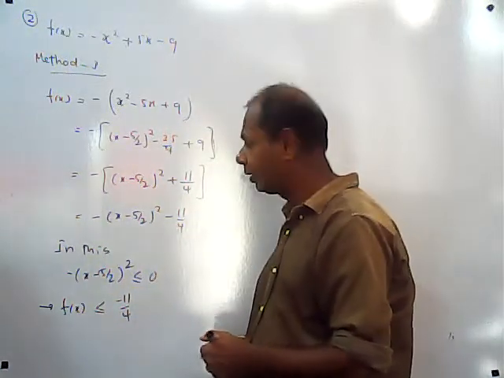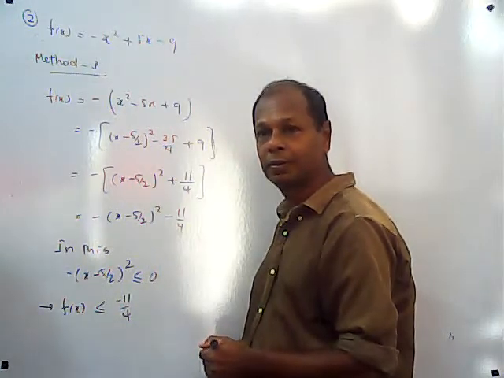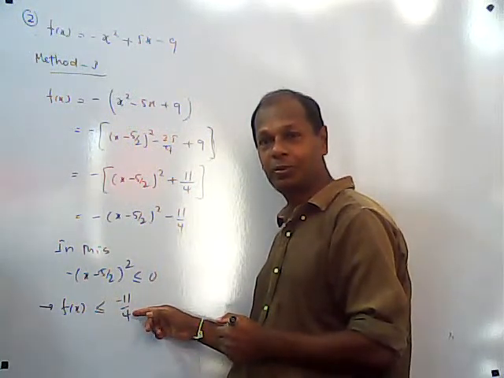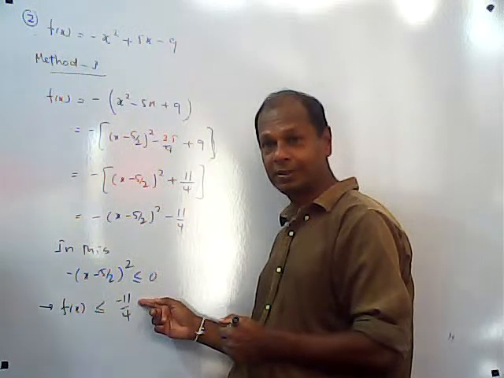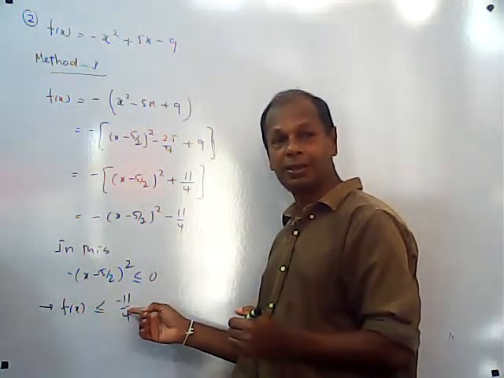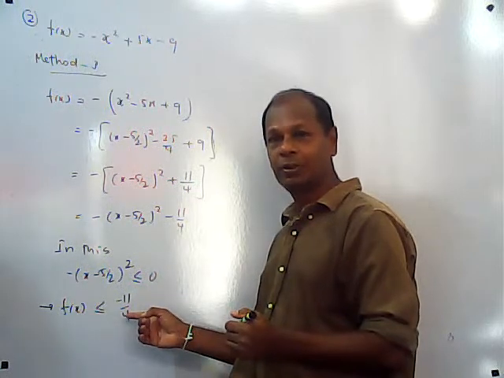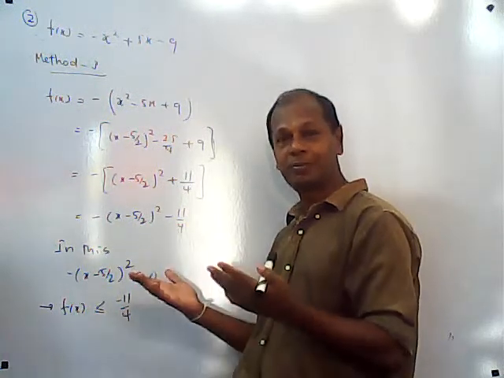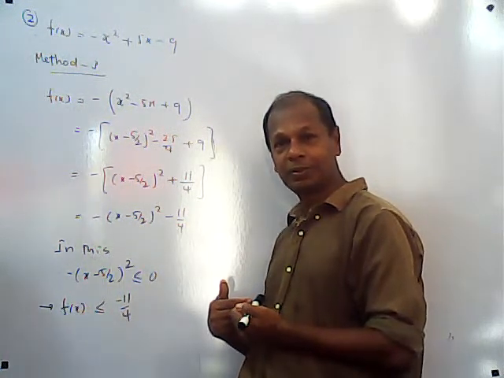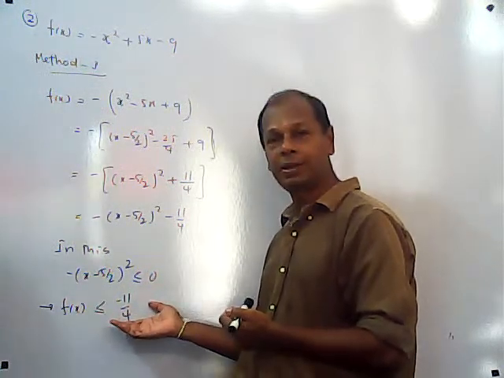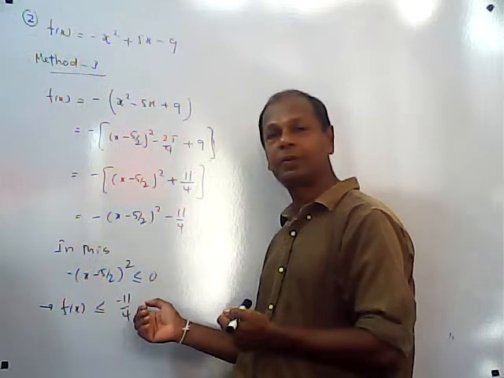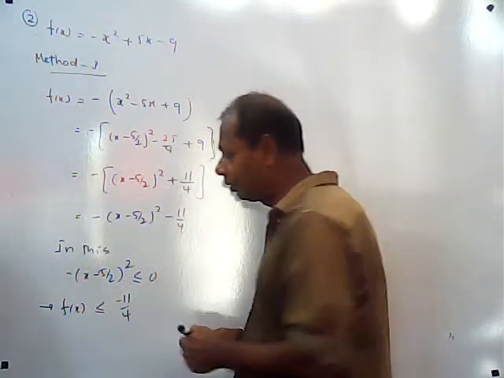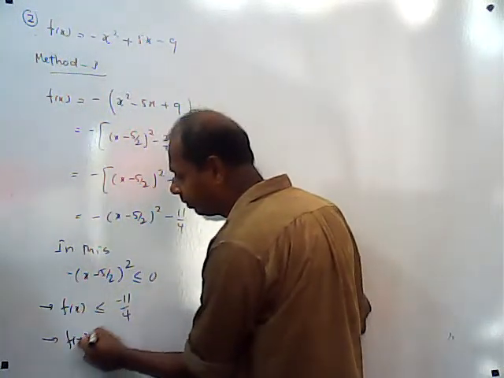Right. So this says f of x can be equal to this, 11 over 4, but can it exceed? f of x has to be less than or equal to 11 over 4. Can it assume any value bigger than this? No, this is the maximum value that it can assume. It can't assume any value bigger than 11 over 4. So 11 over 4 is the maximum of f of x, right? Therefore, f of x has a maximum.